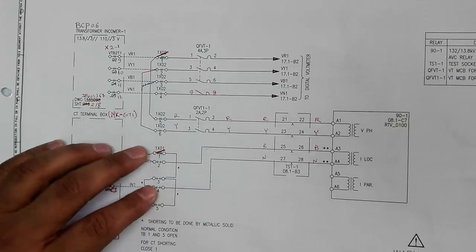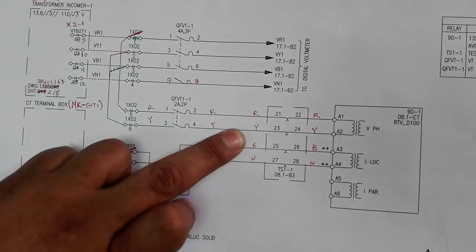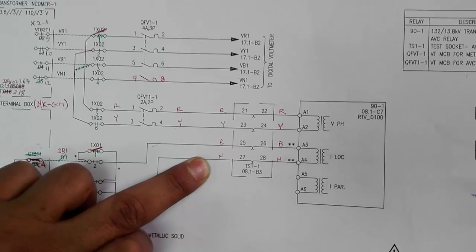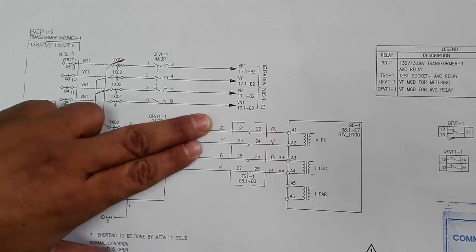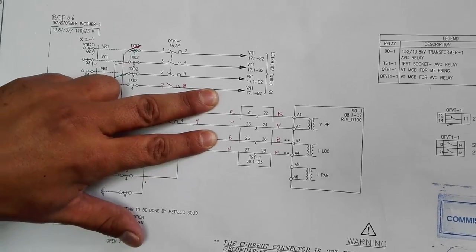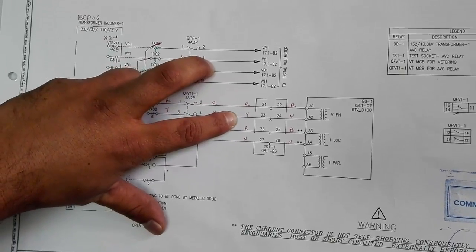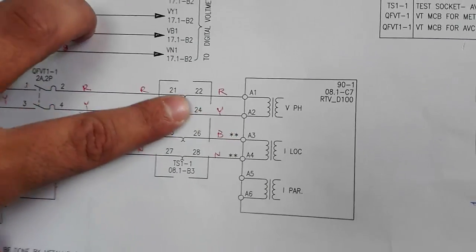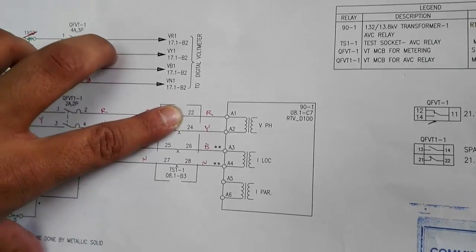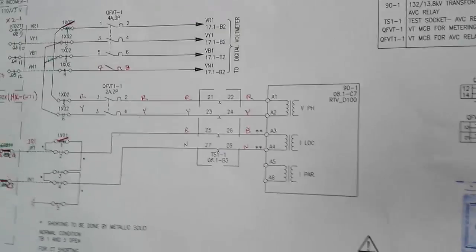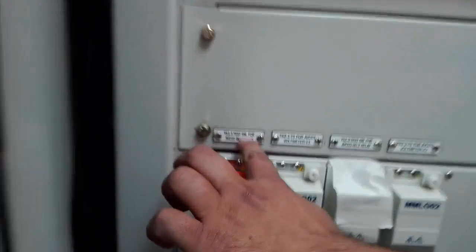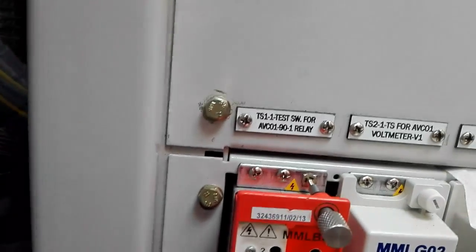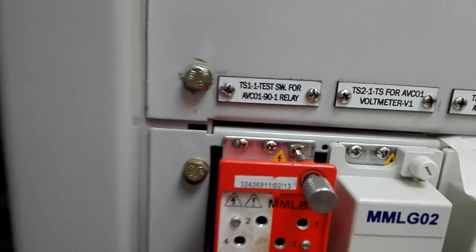So from where they are coming: R, Y, blue and neutral. These are the VT circuits, and these connections are from VT, that is, R and Y are connected to A1, A2 of our ZIV relay. The port and test switch used for that is TS1-1. I will show you here. TS1-1. This is our test switch used for our ZIV relay 90-1.